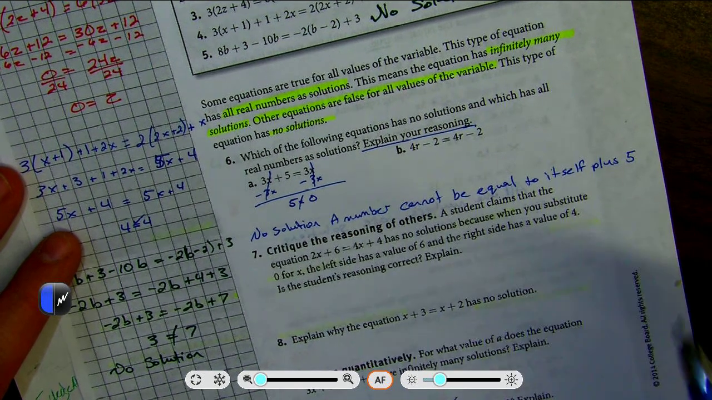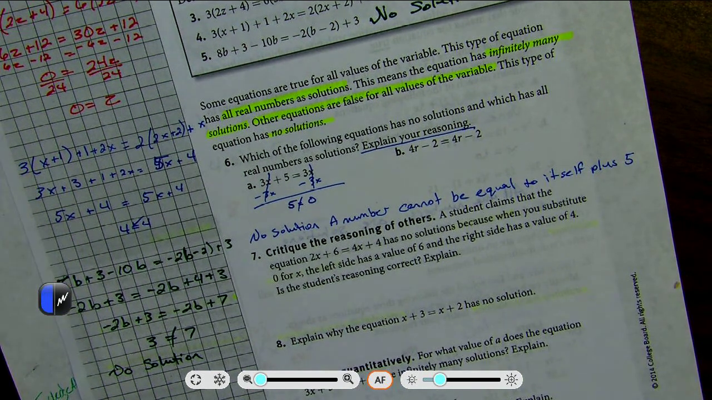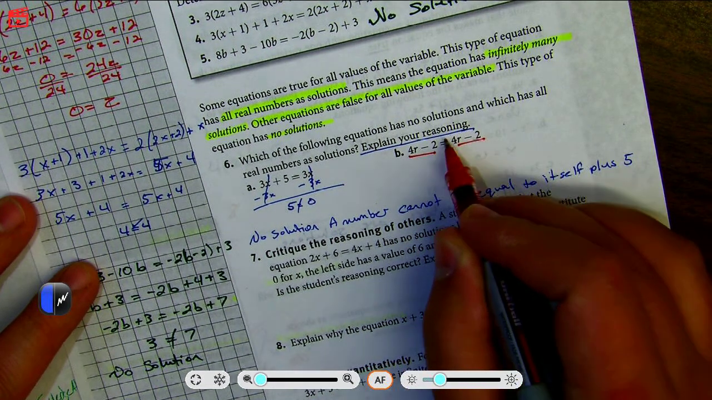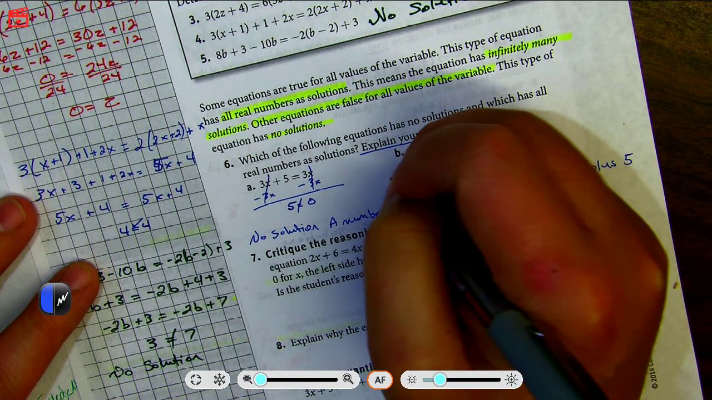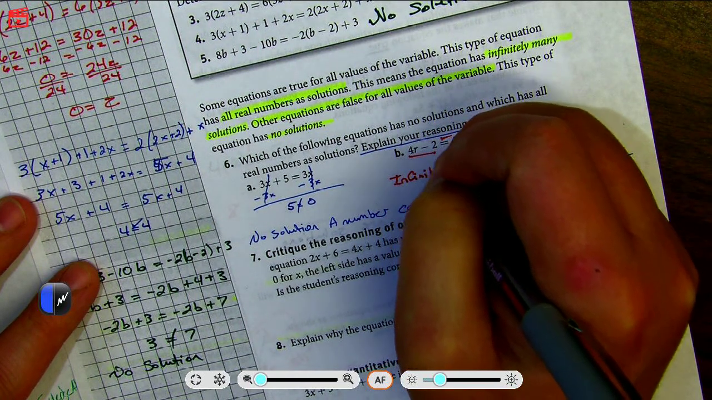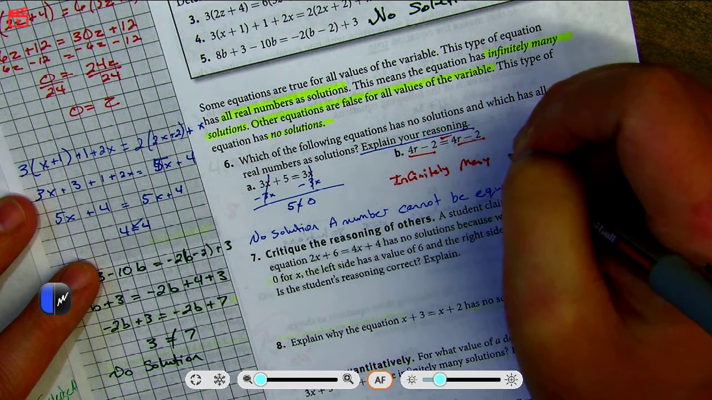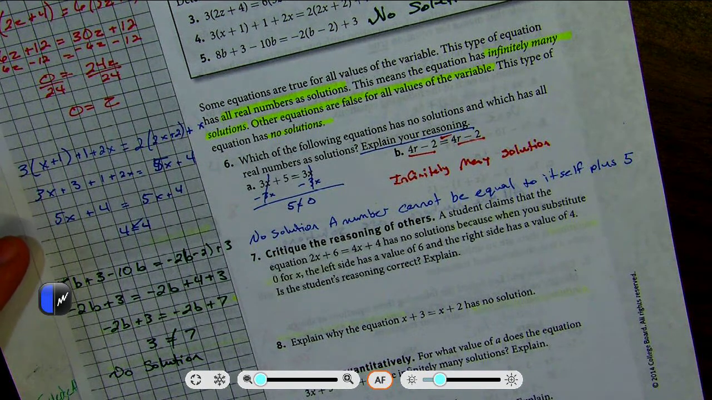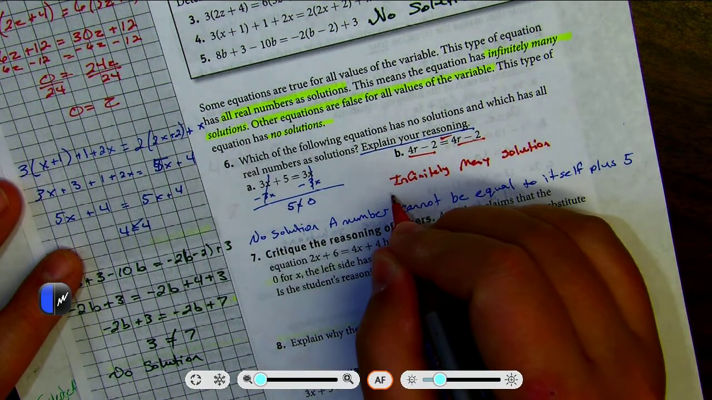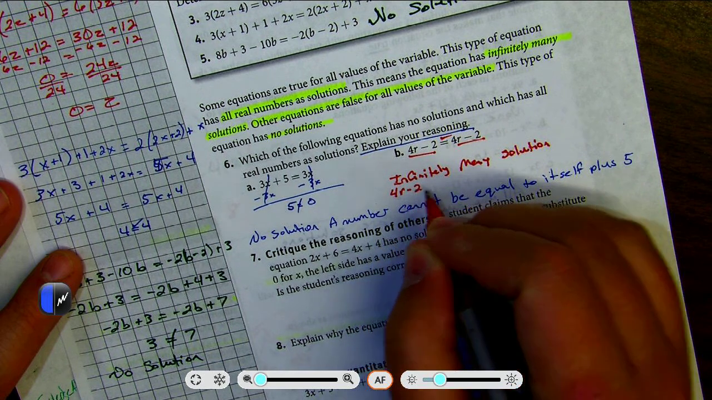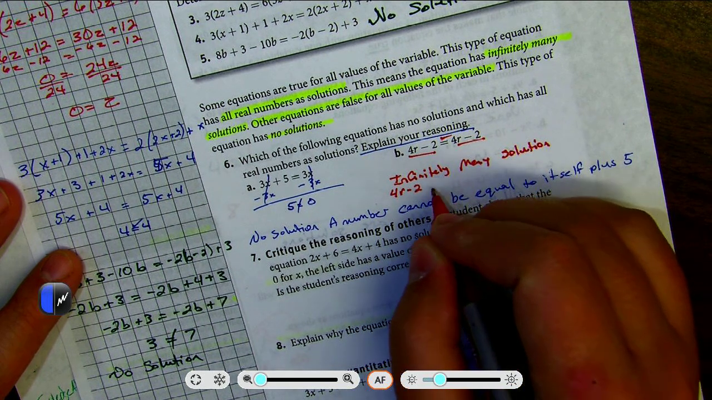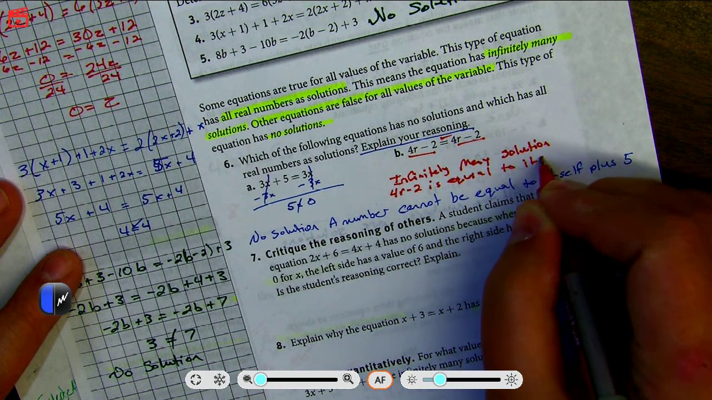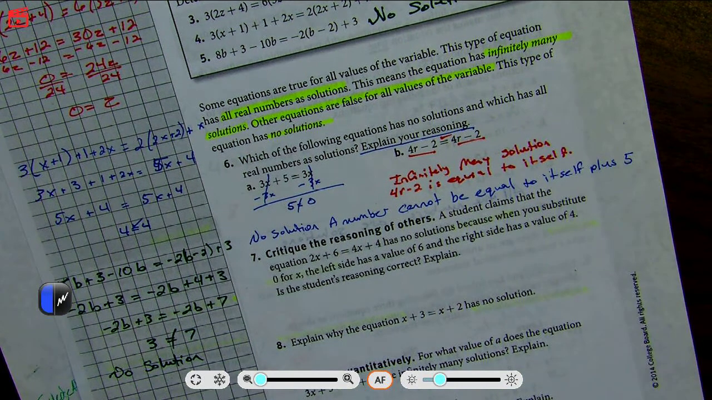Basically, so now we have B, right? What you see here is that what is on one side is equal to the other one. That will always be true. So this is infinitely many solutions. The reason being is that 4r minus 2 is equal to itself.